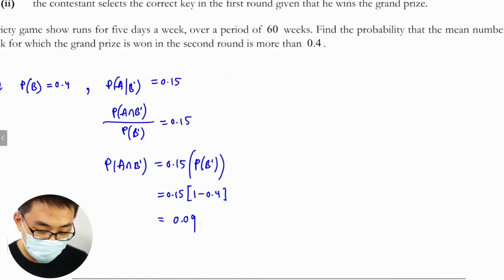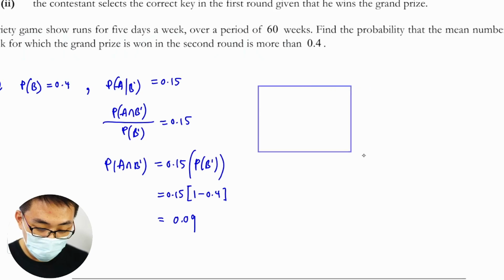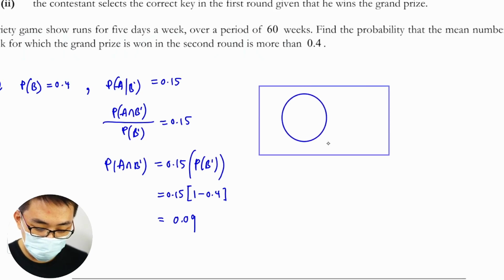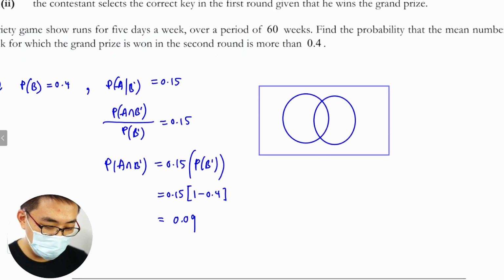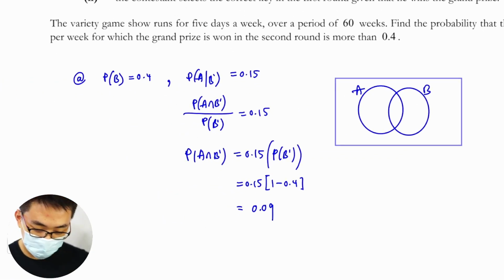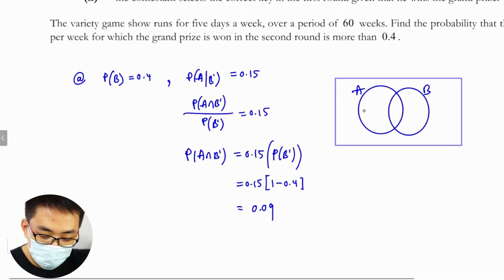On the Venn diagram, draw the circle out. This is A, this is B. Where is 0.09? This crescent, right? So this B is 0.4, right? So P(A union B) is just 0.4.